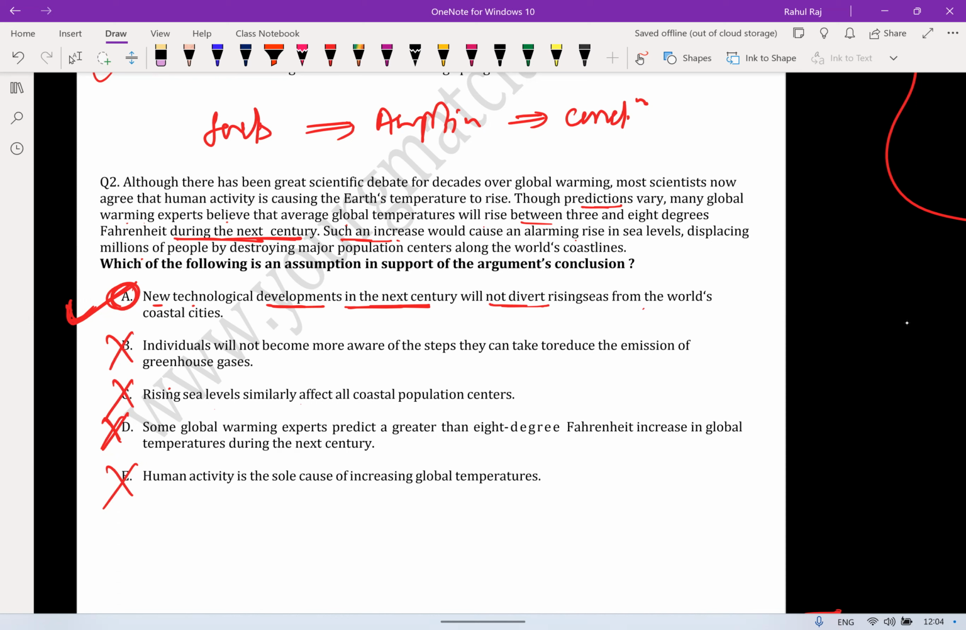Agreed? Yes. Prahas, Brinal, any doubt? Yes, Rahul, just one thing. Yeah, it is making sense, but just one confusion came.